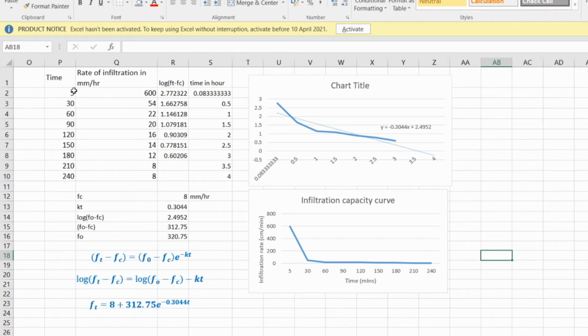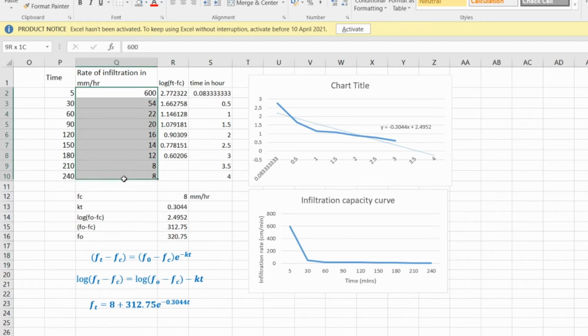Right, so this is the data that is given to you. Time is given in terms of minutes, and the rate of infiltration is given in terms of mm per hour. Let us first calculate this y. What is y? Y is equal to log of (Ft minus Fc), where Ft is the rate of infiltration and Fc is the constant rate of infiltration.